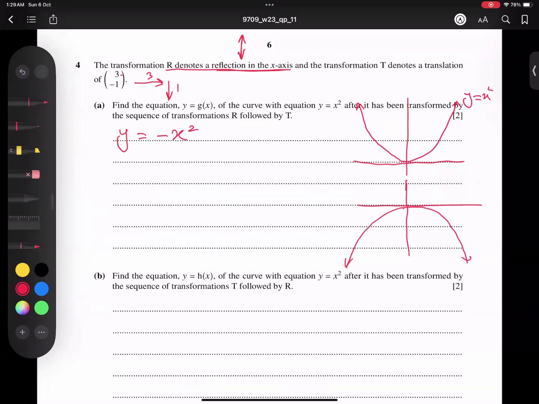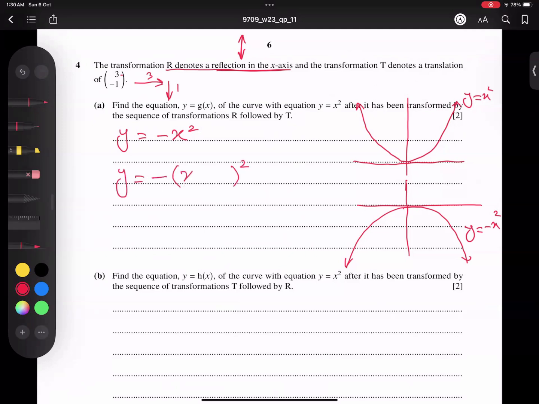Okay, so this is y equals negative x squared, just for the sake of your understanding. And then he said followed by what? T. T stands for translation (3, -1). So 3 and -1. So what is the method to do this kind of thing? Negative, bracket open, like this.